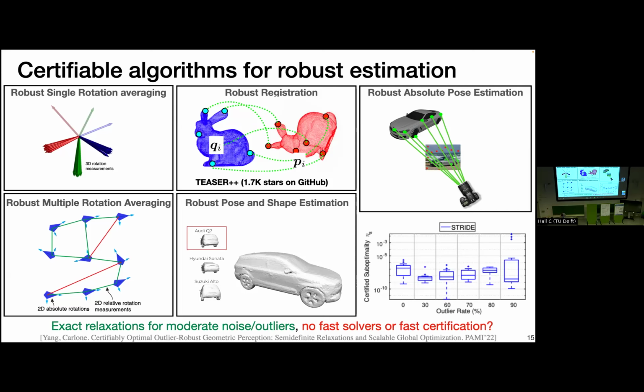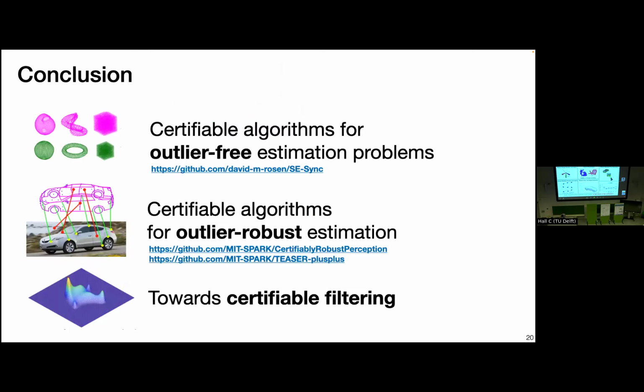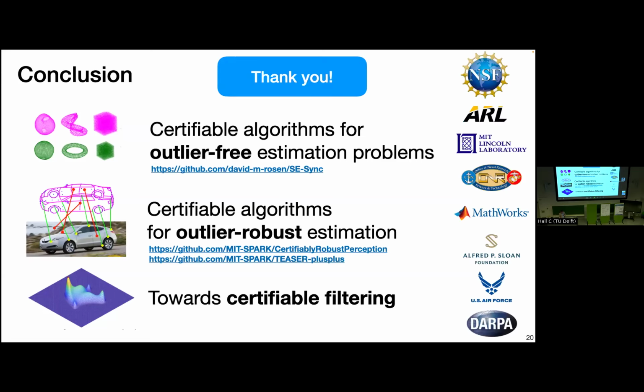So with that, what I have time to cover is my conclusion slide. Clearly, I didn't get time to get to the last 3 slides, which are on certifiable filtering. But what I want to stress is that we try to release a bunch of open source resources and tools for these certifiable algorithms, both without outliers and with outliers. So you can check those out. I will stop here and thank you for your attention, and thank the sponsors supporting the work.